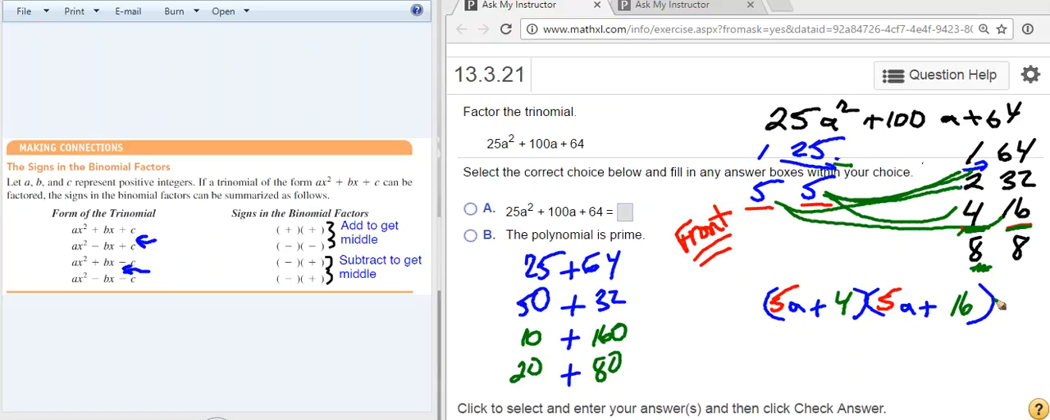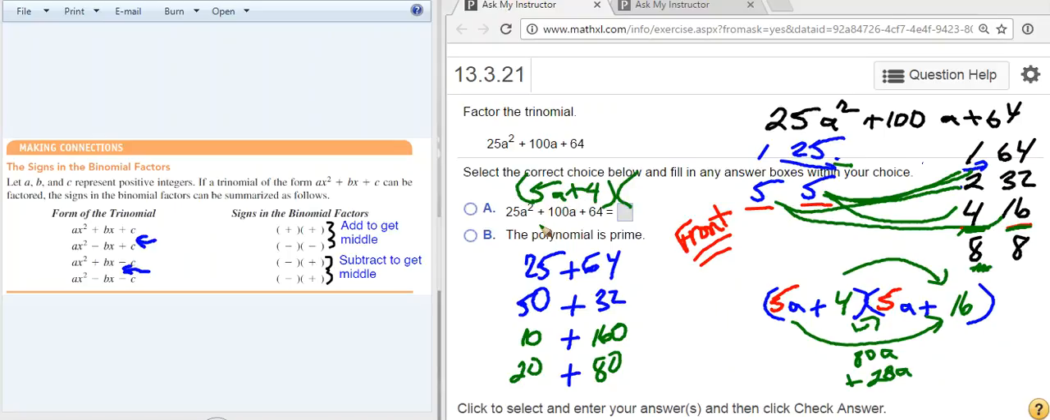Quick check if I FOIL that out. I know 5 times 5 is 25, so I've got an A squared in there. First, outer, so I'll have an 80A. Inner, plus my 20A. Well, that gives me my 100A. My last, 4 times 16, gives me my 64. So my answer then, when I factored that, is 5A plus 4 times 5A plus 16.